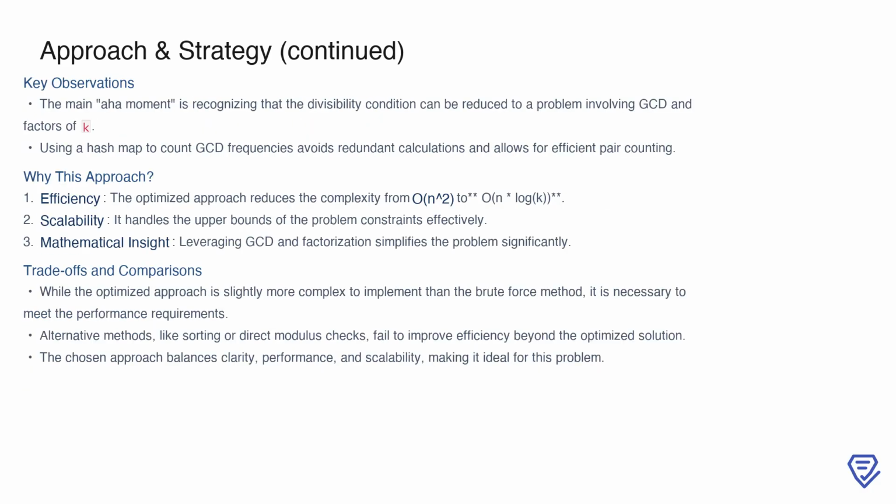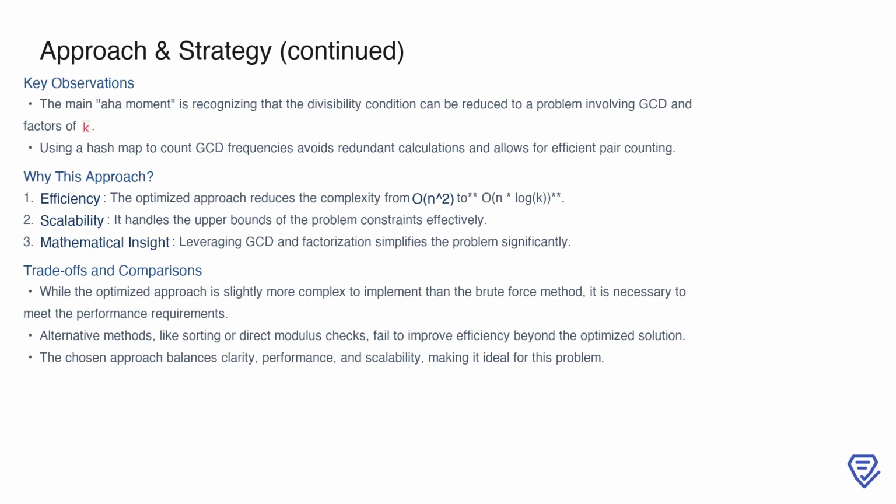The key insight that makes this approach so effective is the realization that the divisibility condition can be reduced to a problem involving the GCD and the factors of k. By using a hash map to count the frequencies of these GCDs, we eliminate the need for explicit pairwise calculations, enabling us to count valid pairs in a highly efficient manner. This approach is chosen because it strikes the perfect balance between computational efficiency and scalability. The complexity drops from O(n squared) in the brute force method to O(n * log k), making it well suited for handling the upper limits of the input size.